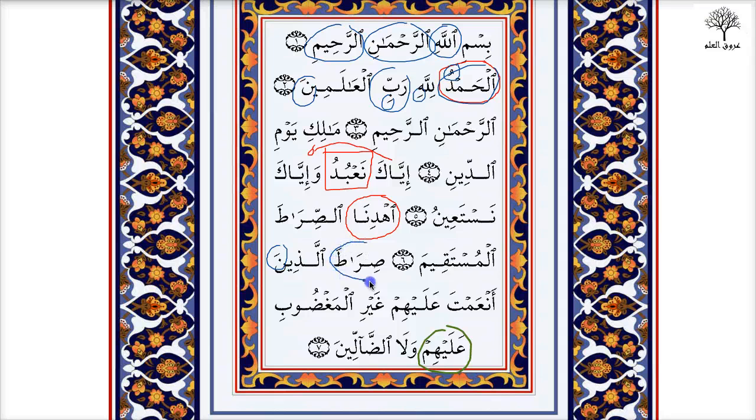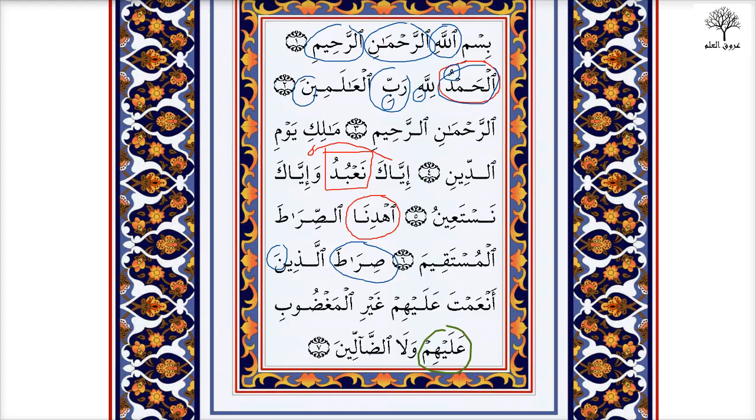Okay, what about sirata? This is an idafa rule. Sirat is mudaf, and alladhina is a mawsul. So is sirata ma'rifah or nakira? Ma'rifah. Excellent. Why is it ma'rifah? Okay, because it's mudaf to a mawsul.